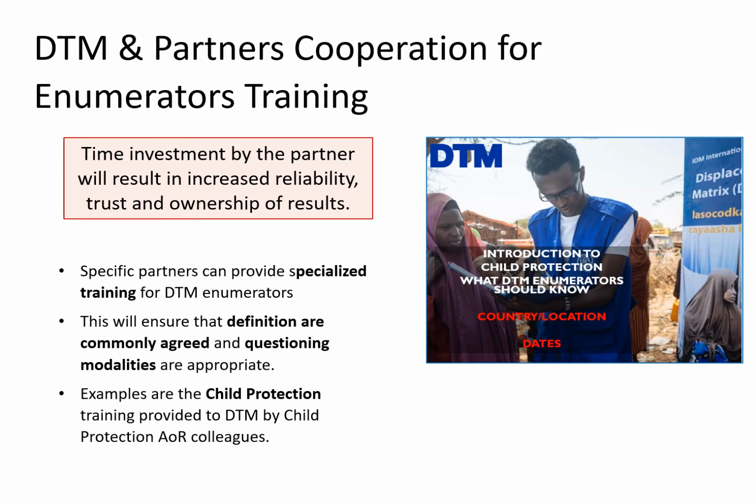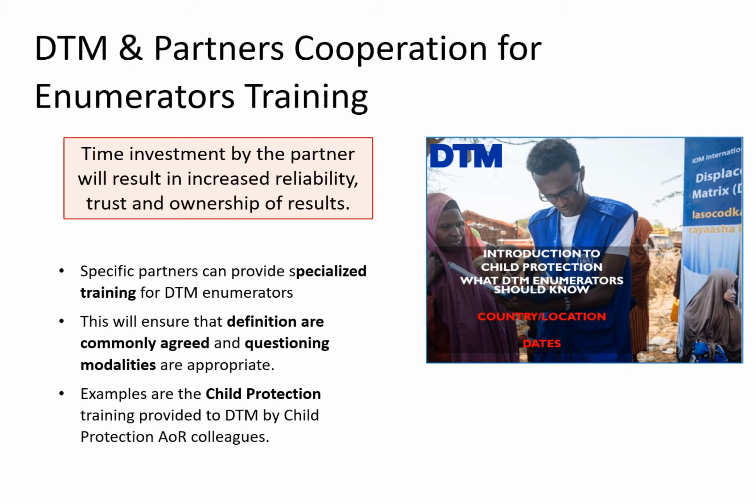Step 6 is the possible cooperation for enumerators training between DTM and partners. Specific partners can provide specialized training for DTM enumerators, and that will help because it will ensure that definitions are commonly agreed between the people who ask the questions and the people who will then analyze and interpret these questions. And it also helps identify appropriate questioning modalities.